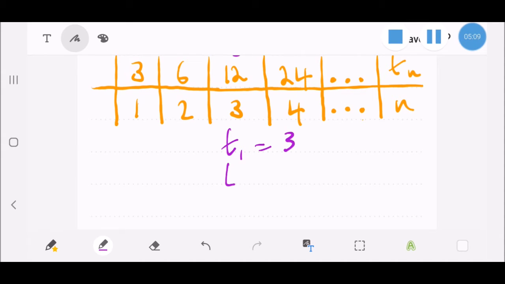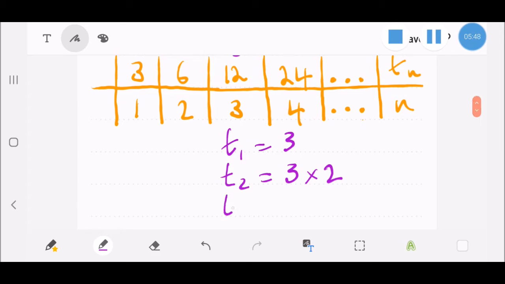Now, T2 equals 3 times the common ratio. And what is the common ratio? Well, it's obviously 2, because 3 multiplied by 2 gets us to 6, 6 multiplied by 2 to 12, and then by 2 again to 24. Okay, so R is equal to 2. So the second term is A multiplied by the common ratio 2, and that's it.